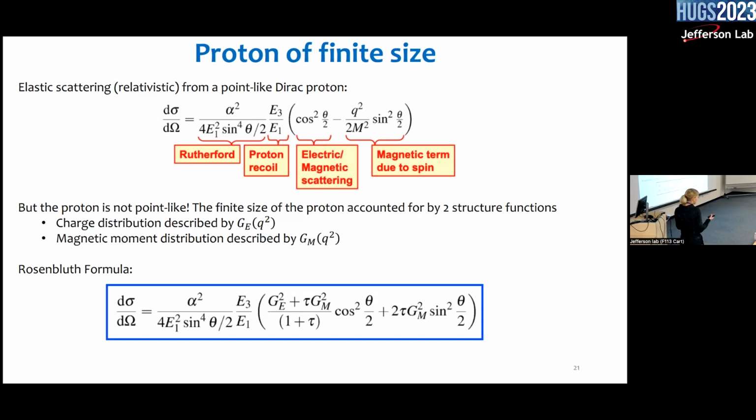But the proton is not point-like, so we account for the finite size of the proton by using two structure functions. We can use the charge distribution as described by GE, which is like a Fourier transform of the charge density distribution, and the magnetic moment distribution is described by GM. Then you can expand things and write them in this nice way down here. You can write the Rosenbluth formula, where you can see this term at the front: Rutherford, proton recoil, then your GE and GM in terms of the angles.